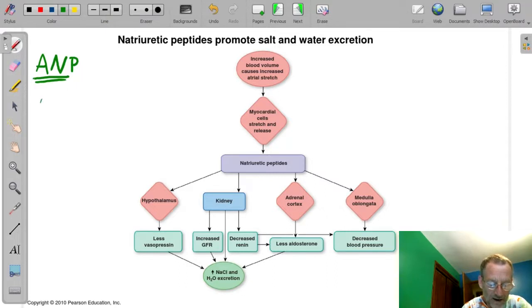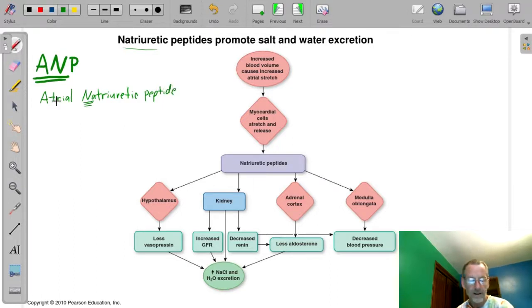And that, of course, stands for atrial, referring to the atria of the heart, natriuretic, referring to natrium or sodium. That's where the Na in sodium comes from. Natriuretic peptides, or peptide. Turns out there's a whole family of these things. So that's what this picture is about.